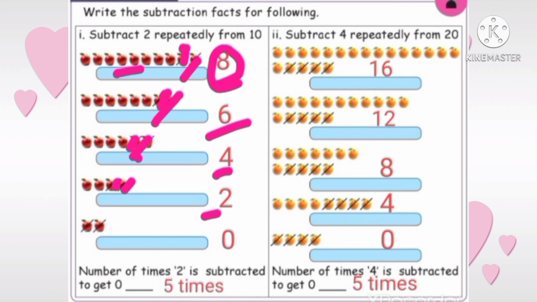Next here we have only 2 apples. So again we subtract 2 apples from 2 apples. So the answer is 0. Number of times 2 is subtracted to get 0. How many times is 2 subtracted to get 0? 5 times. 1, 2, 3, 4, 5.